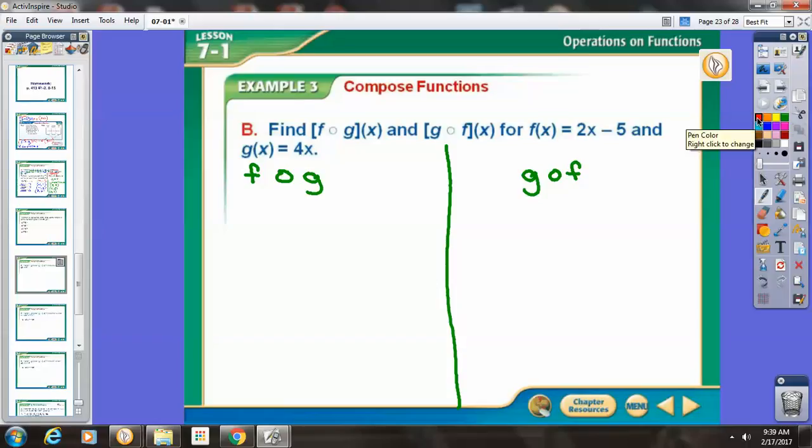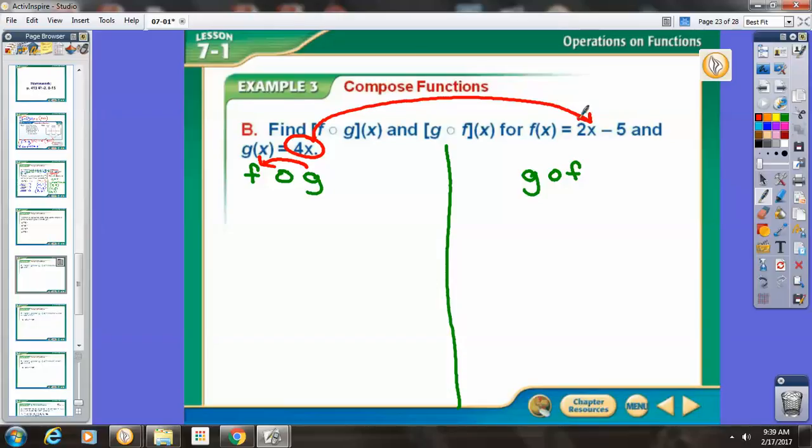Okay, so let's start with f composite g. When we're working f composite g, which function do we start with? g. We work right to left, so we're going to start with g. This means we're going to take g and put it into f. So this is g right here, 4x. I'm going to put it into f of x. Okay, I'm putting it in for x.